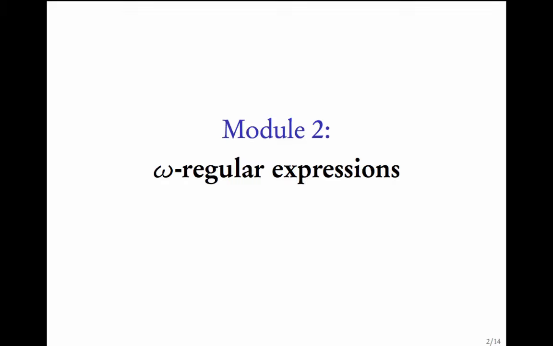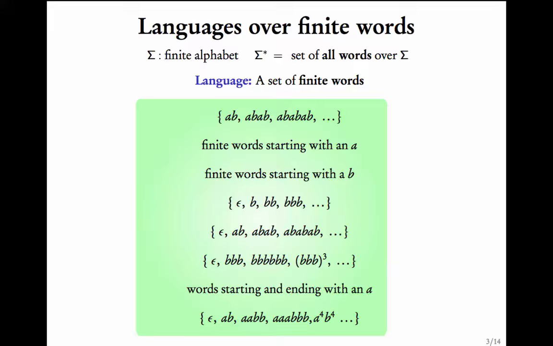In this module, we will introduce the concept of omega regular expressions. We have been seeing languages over finite words. We considered a finite alphabet. By a finite alphabet, we mean a finite set of symbols. Sigma star denotes the set of all words formed using this alphabet, and a language is just a set of finite words. Here are some examples of languages of finite words.